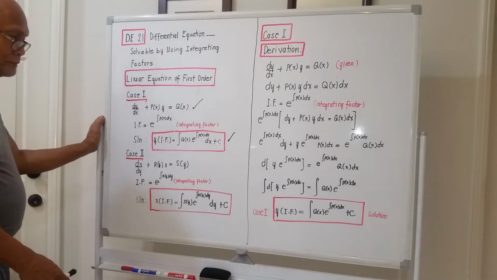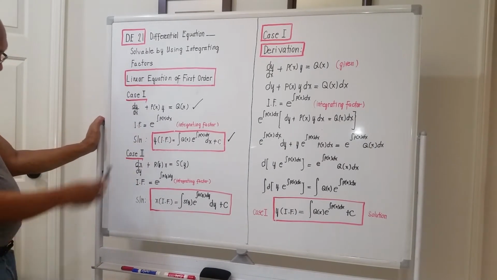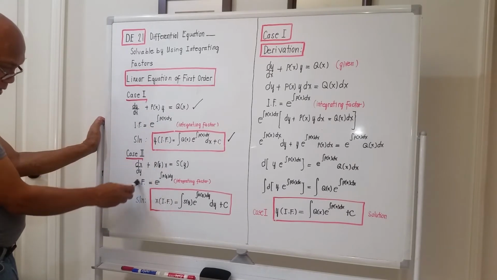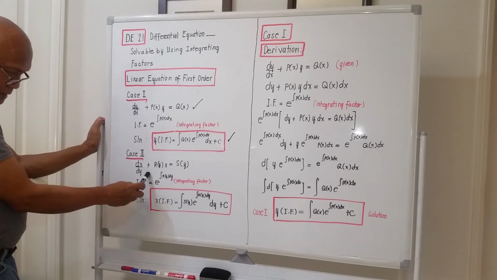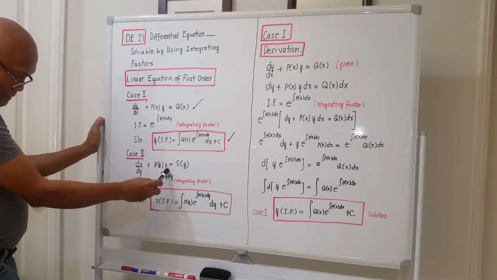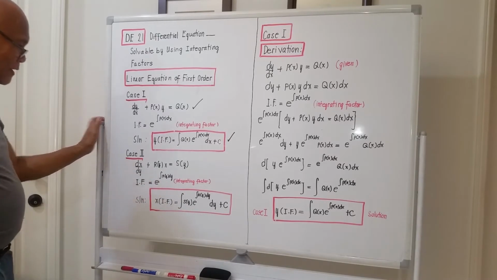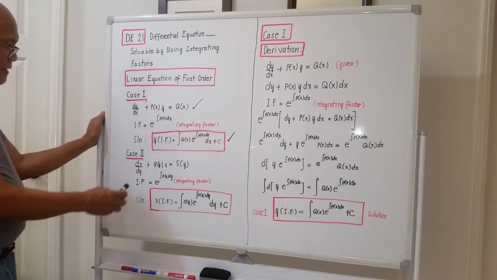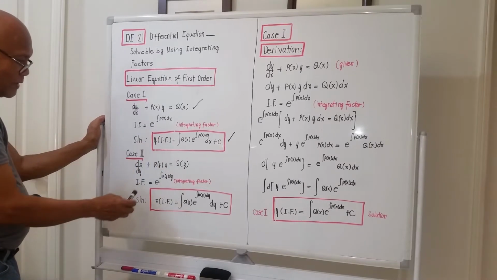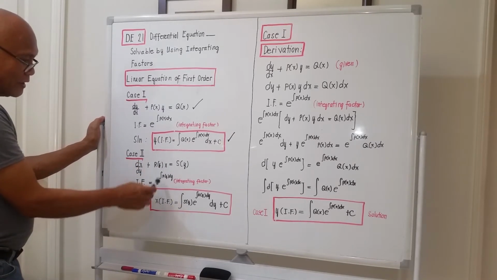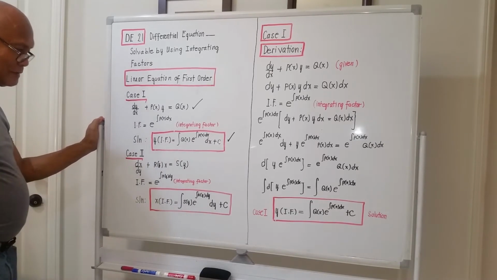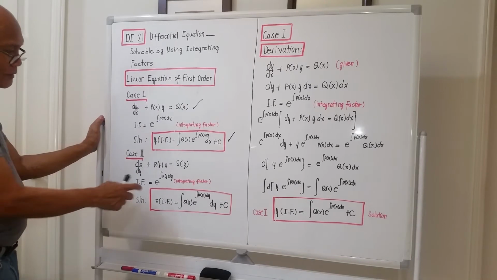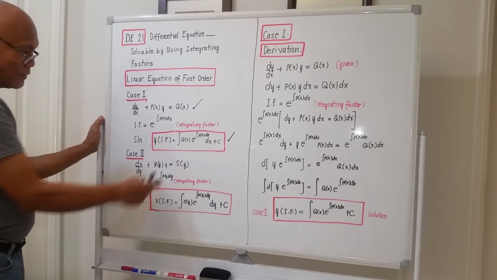Case number 2. It is the reverse of the first one. Instead of dy/dx, it should be dx/dy. If the given equation is dx/dy plus r of y times x equal to s of y, the integrating factor is different from case number 1. The integrating factor will be e raised to the integral of r of y dy. The total exponent of the integrating factor is r as a function of y times dy.